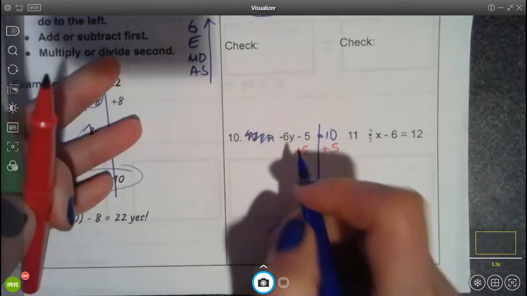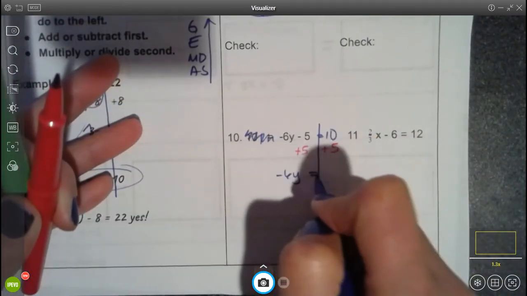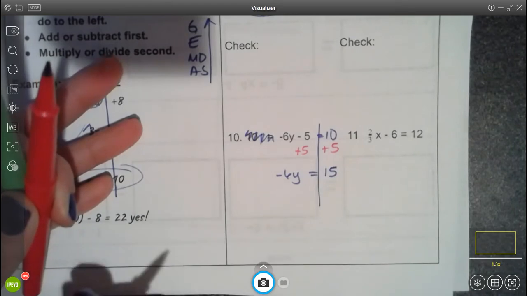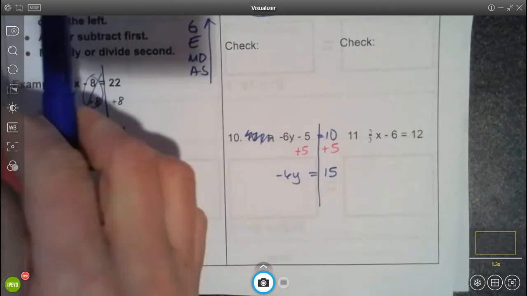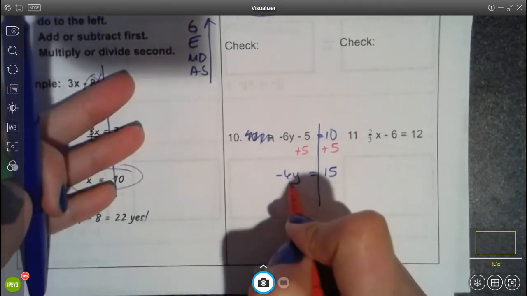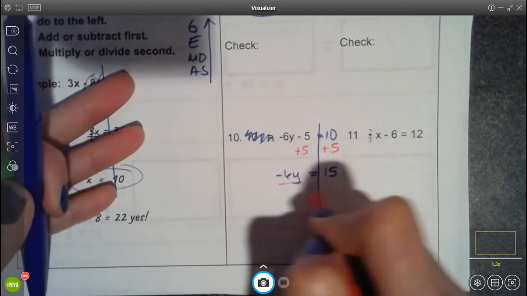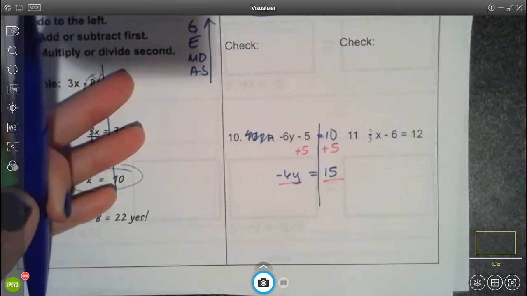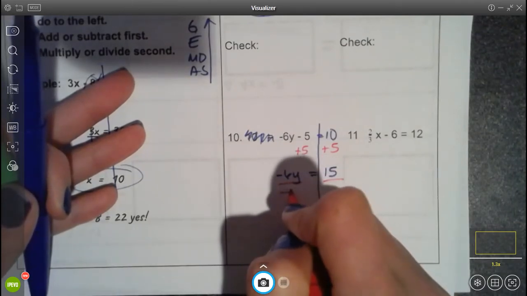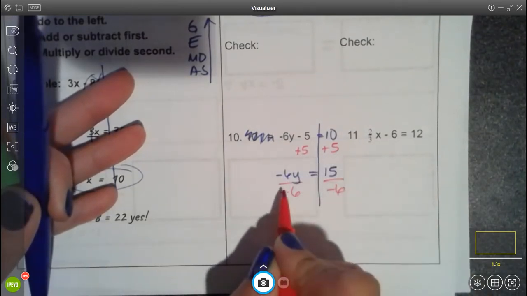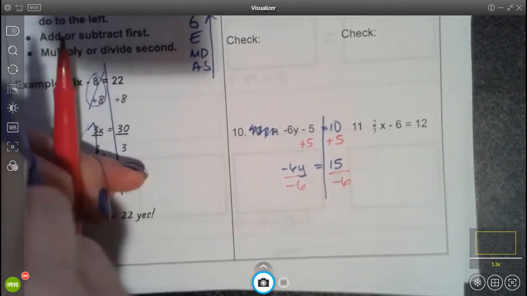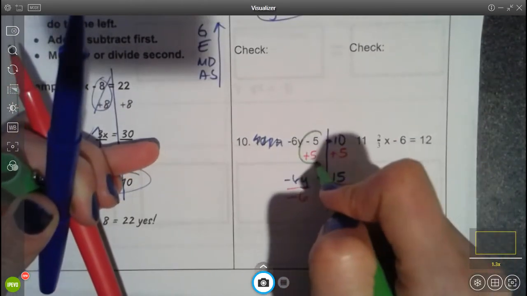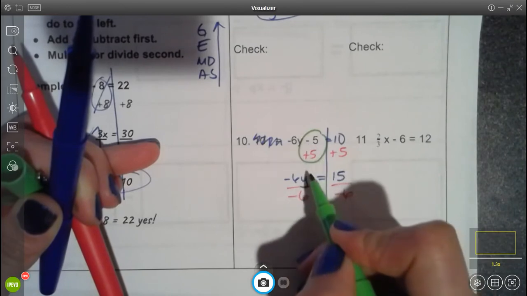So this problem says negative 6 times some number gives me 15. That's not a whole number. There's no number when I times it by negative 6 that's going to give me 15. That's okay. This is the next common mistake that kids make. I need to make this a 1. Up here, the opposite of a minus 5 is a plus 5.